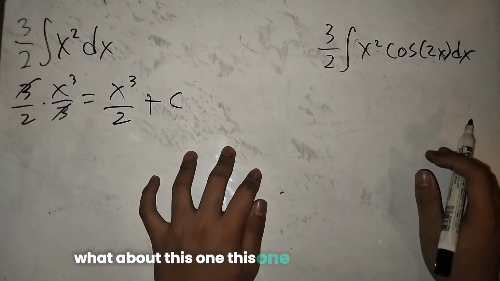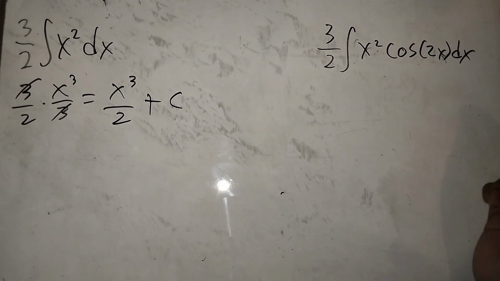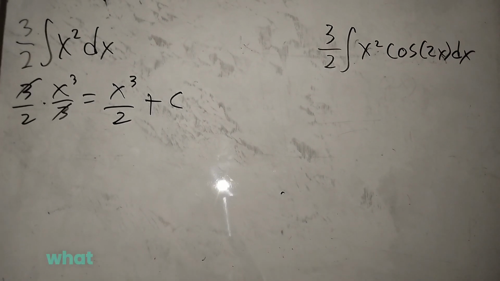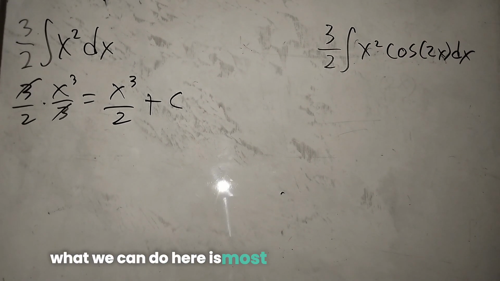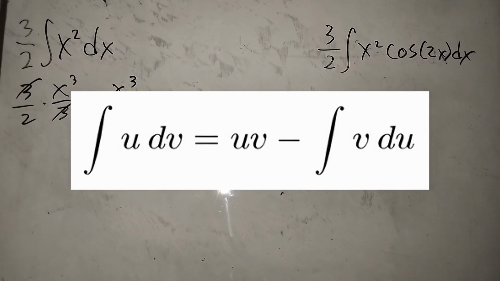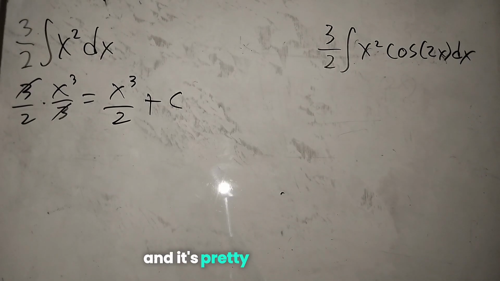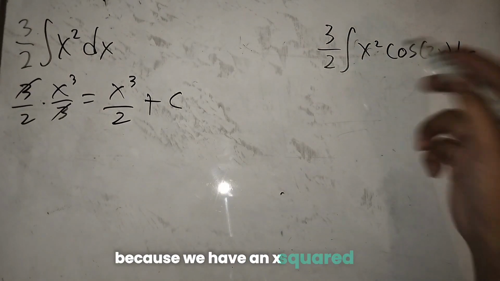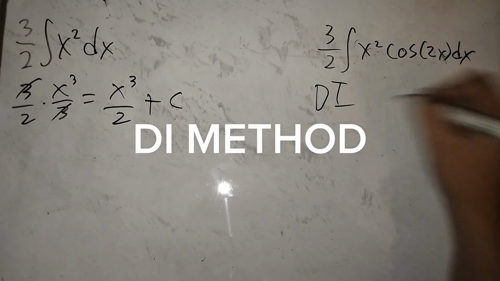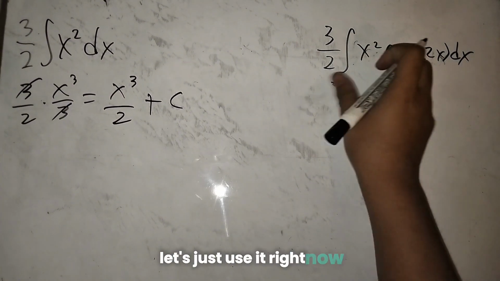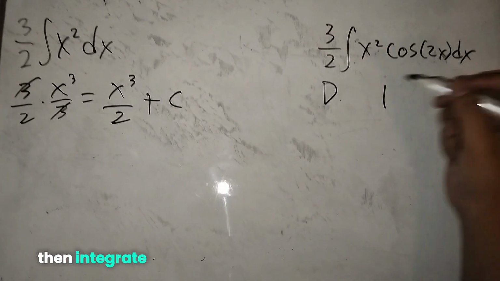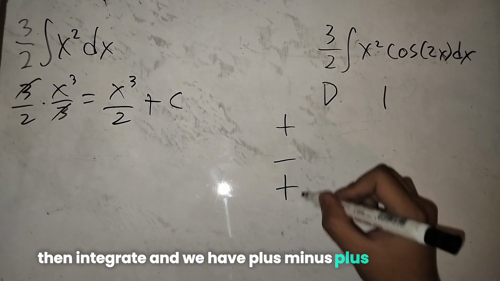What about this one? This one is a bit interesting. So we have the integral of x squared cosine 2x. What we can do here is most students will go with integration by parts with this formula, but I think it's pretty unnecessary and pretty hard to tackle because we have an x squared here. So we can just use the DI method. What is the DI method? Well, let's just use it right now. DI stands for differentiate then integrate, and we have plus, minus, and so on.